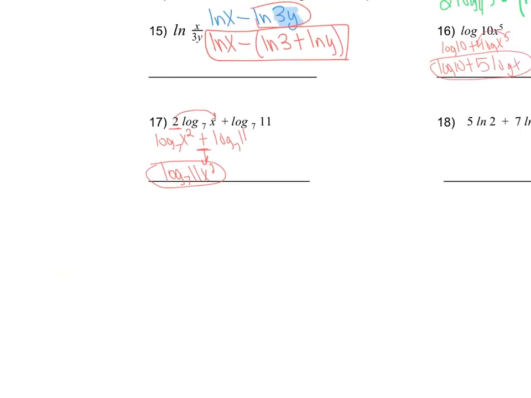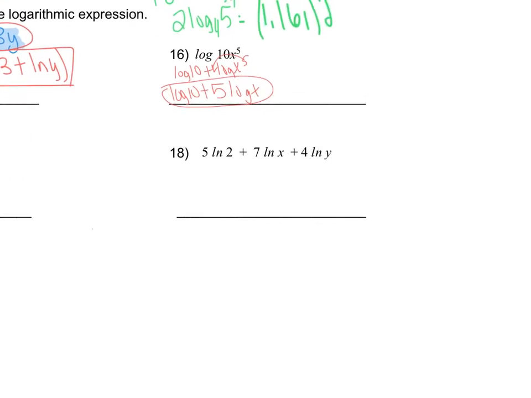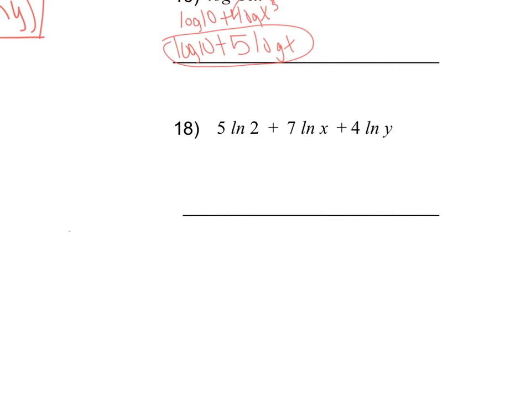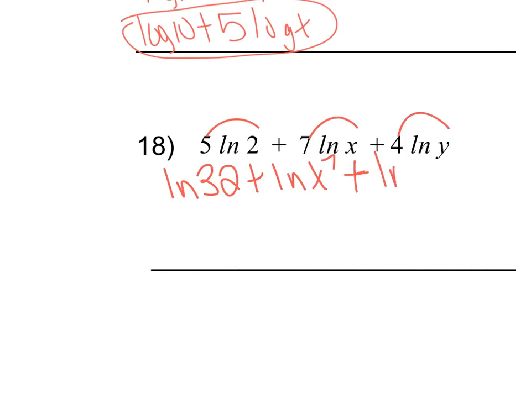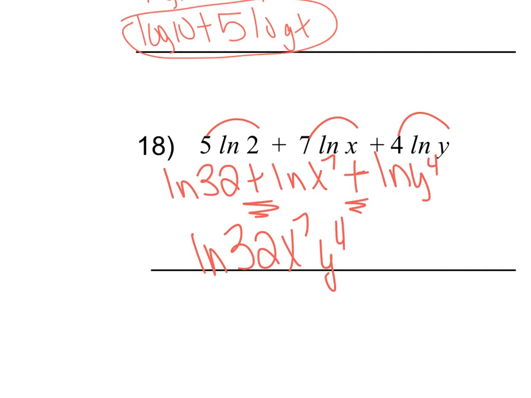Okay, let's see here. Isn't there one more? Yes, there is one more here. All right, this one has 3 terms, so we're just going to go one thing at a time here. I'm going to move those exponents up first. So I'm going to have the natural log of 2 to the 5th, 2 to the 5th is 32, plus the natural log of x to the 7th, plus the natural log of y to the 4th. Then, since these are all addition here, I can put it together with multiplication. So I'd have the natural log of 32 x to the 7th, y to the 4th.